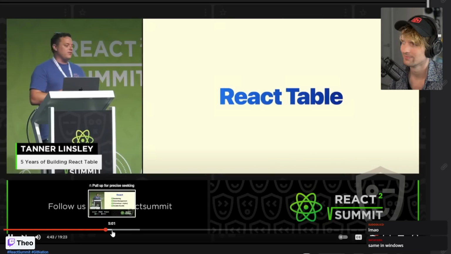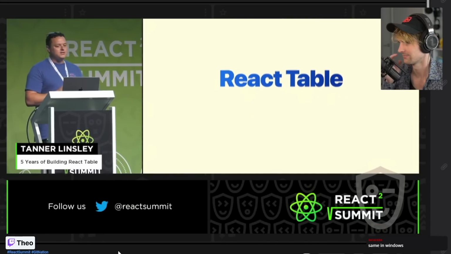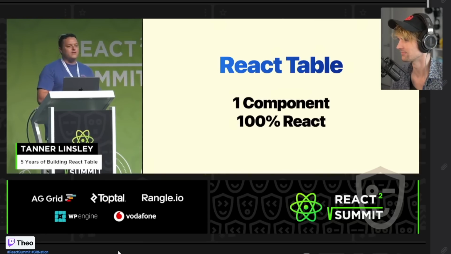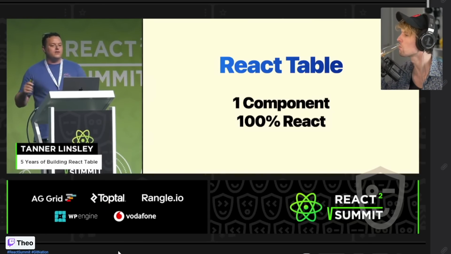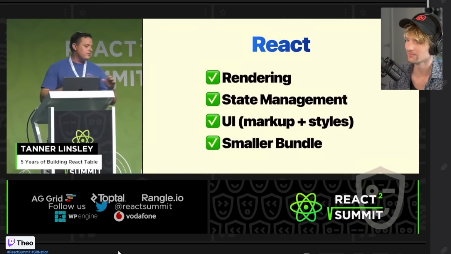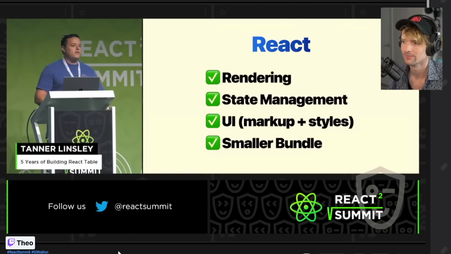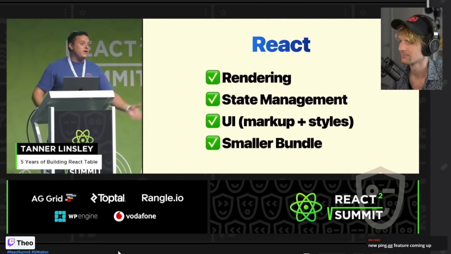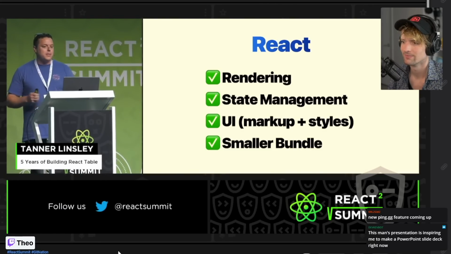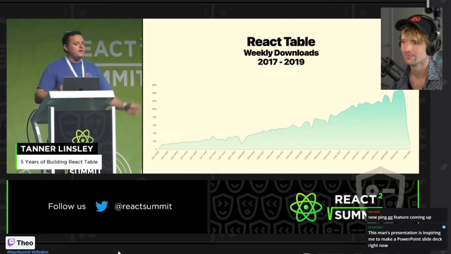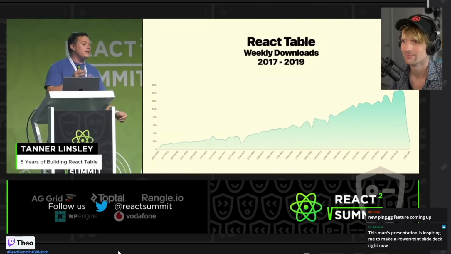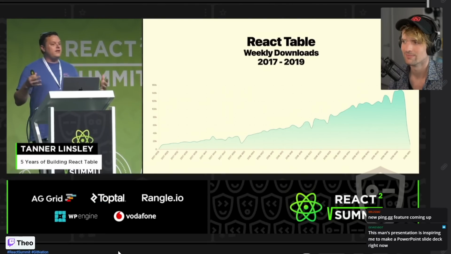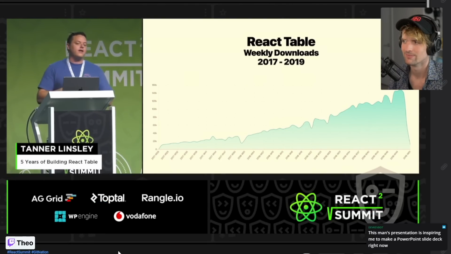So obviously, I started working on React Table. It was a single component. It was 100% React. And I was able to offload a lot of stuff to React, all the rendering, the state management. I mean, we were still using this.setState, but it was pretty good still. We even had smaller bundles because React was doing so much for us. And we released it thinking it was just going to be whatever. And React Table started to grow. People wanted tables and React to work together.